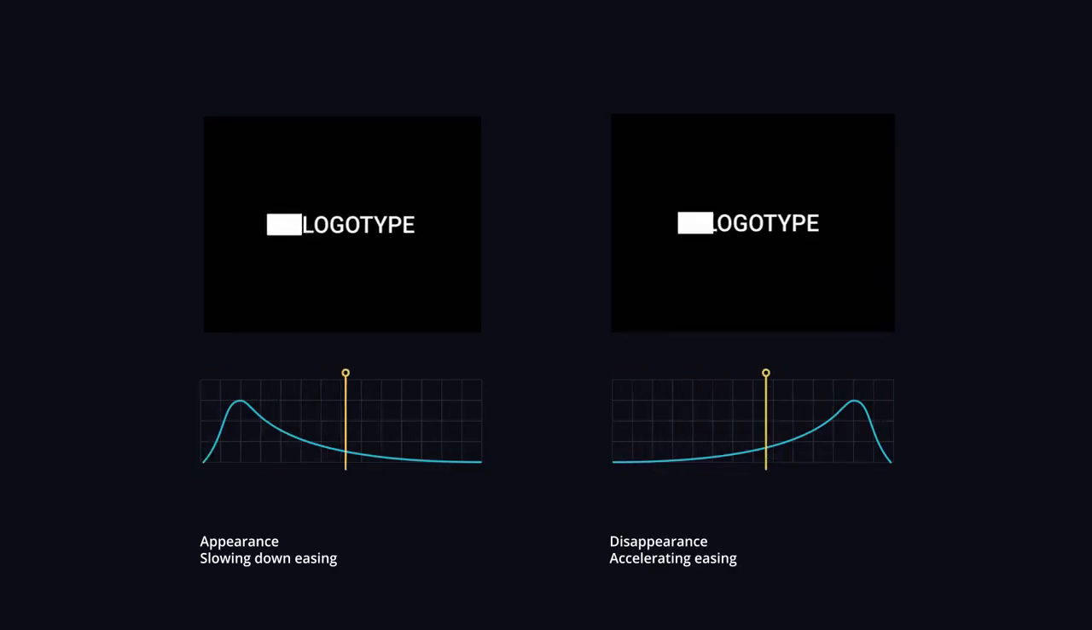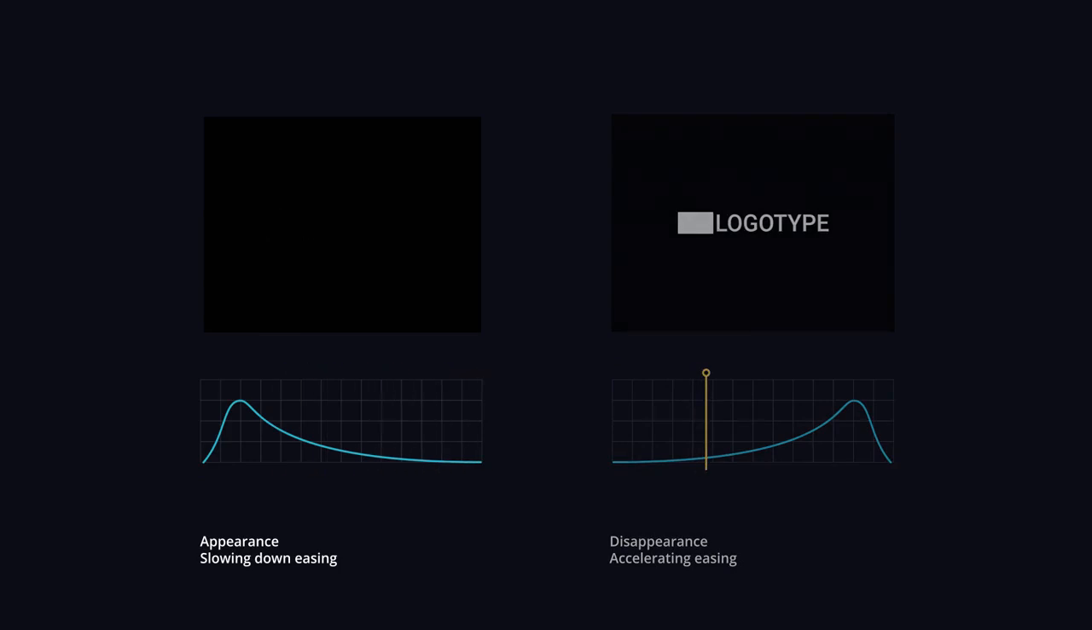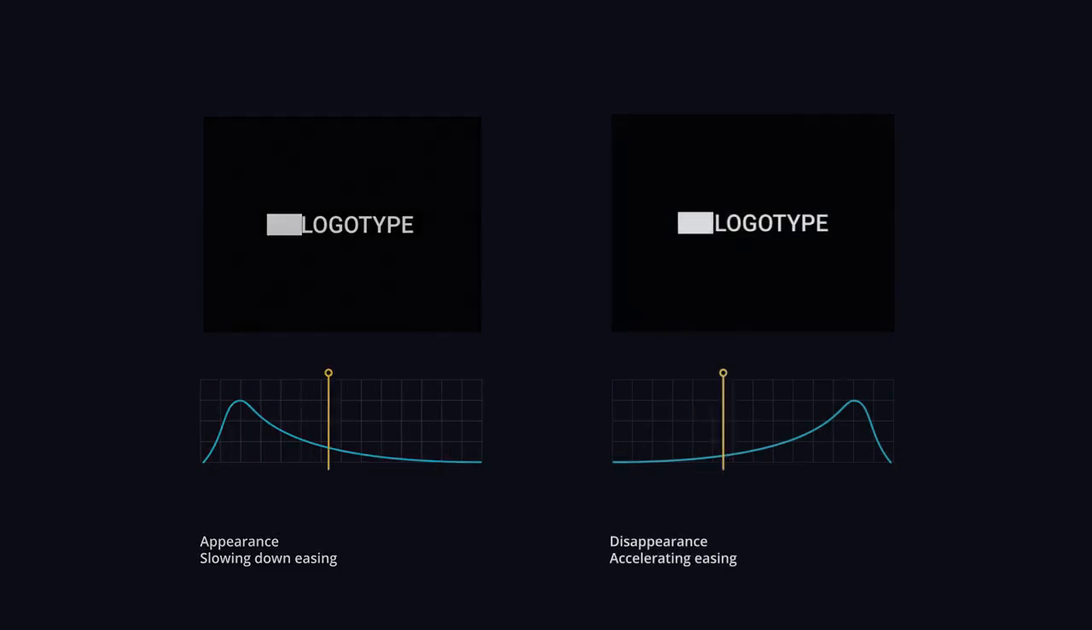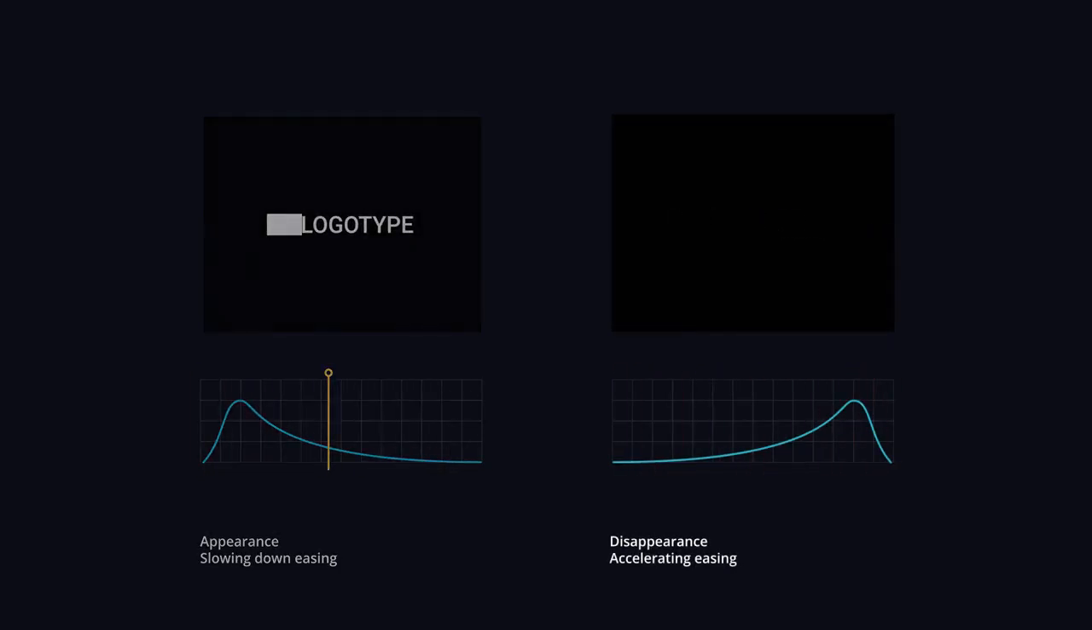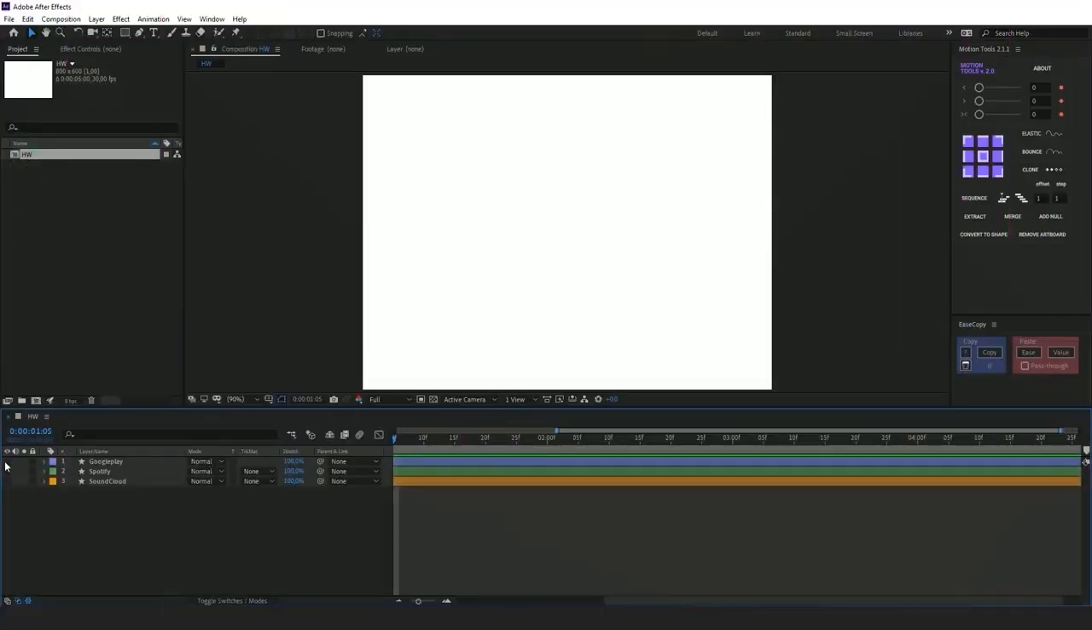Let me remind you again that we use a graph with an acceleration for a reveal and the one with a slowdown for a disappearance. Home assignment. Create several animations like that with reveal and disappearance to make sure you've mastered the rule.